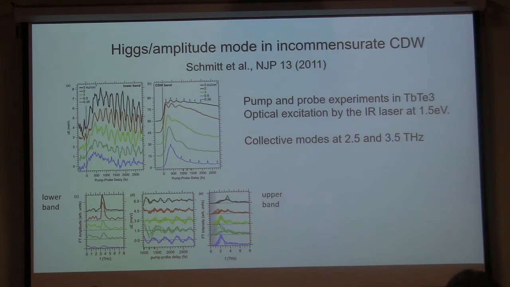And in fact, people have also seen Higgs-like excitations in charge density waves. In this case, these are time-resolved ARPES measurements, so they can measure the quasi-particle spectrum as a function of time, and you see this long-lived oscillation which corresponds to the Higgs mode of the charge density waves.